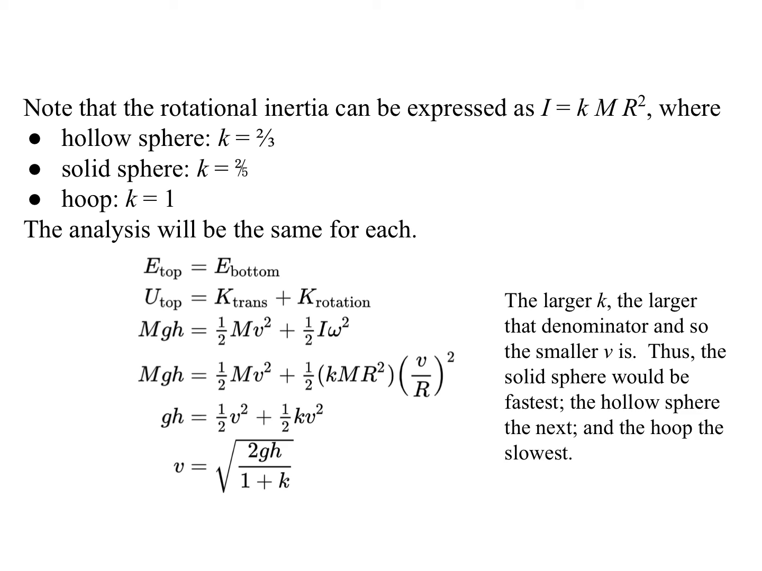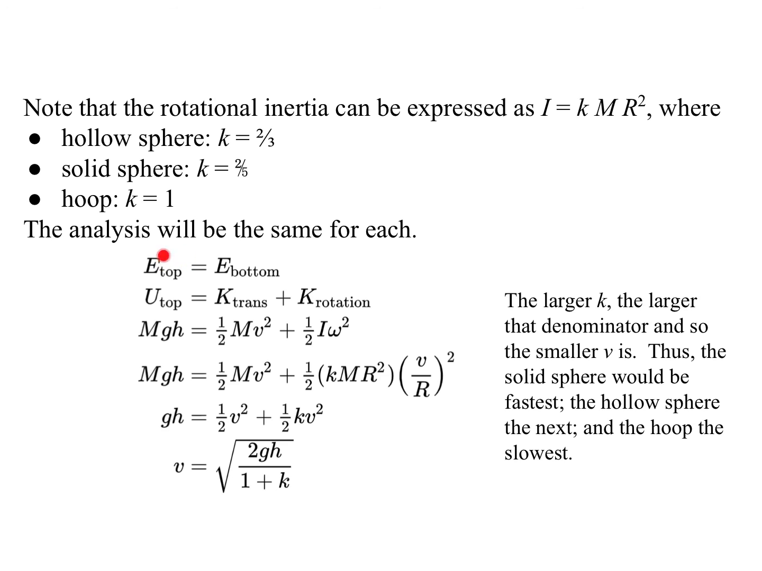Note that the rotational inertia can be expressed as I equals k m r squared for each thing, where for the hollow sphere k is 2/3, for the solid sphere k is 2/5, and for the hoop k is 1. This is not something you're expected to know offhand, and you don't need it to reason to this, although it helps. This is the kind of thing you could look up. But if we want to get quantitative, we will need actual quantitative stuff. So a solid sphere has 2/5 m r squared, a hoop has m r squared, and a hollow sphere has 2/3 m r squared. It's between the two.